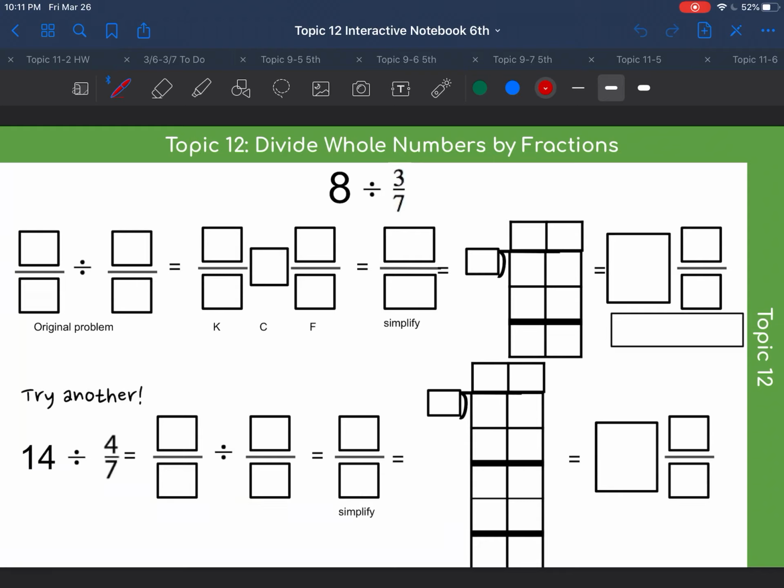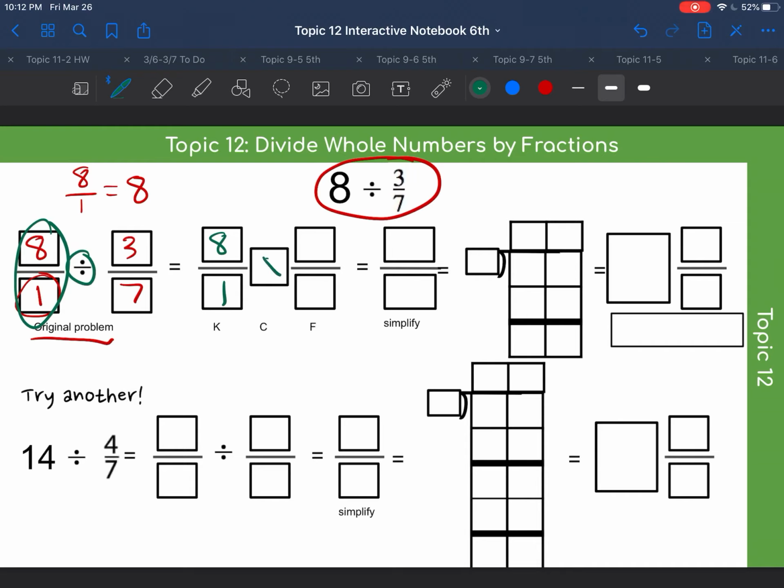So let's look at this first problem. It says 8 divided by 3/7. So we first want to set up the original problem, okay? 8 over 1 divided by 3/7. And we put that 8 over 1 so that it's in fraction form, because 8 over 1 is equivalent to just 8, okay? So now we are going to keep the 8 over 1, change the division to a multiplication sign, and flip, or that fancy word, find the reciprocal of 3/7, which would be 7/3. And now all we do is just multiply across.